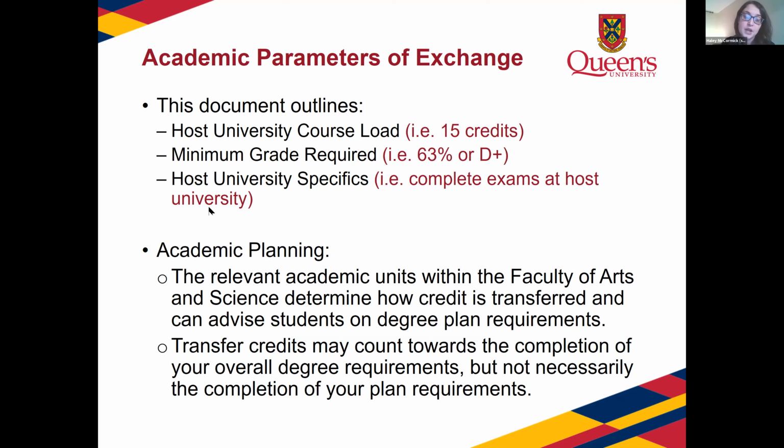We also will tell you on this academic parameters of exchange document that transfer credits may count towards the completion of your overall degree requirements, but not necessarily the completion of your plan requirements. And that's why it's really important for you to have a good understanding of what your plan requirements are. And your undergraduate chairs, again, are the folks who can help you understand what they are. So if you're feeling a bit confused or a little muddled on what those might be, I do recommend reaching out to your department and setting up a meeting with your undergraduate chair so you can walk through your plan, you can be fully versed in what you need to do while you're abroad and the kinds of courses you should be looking for.